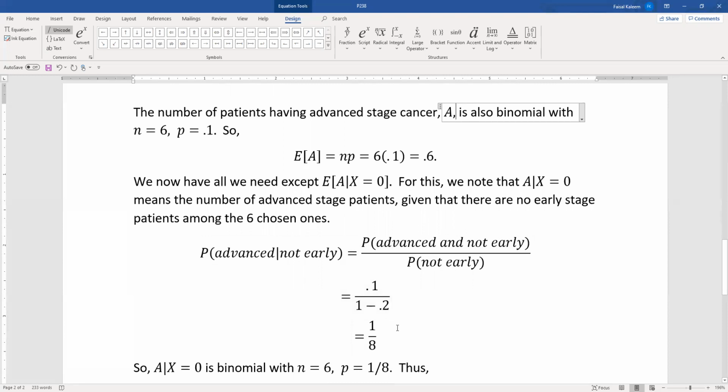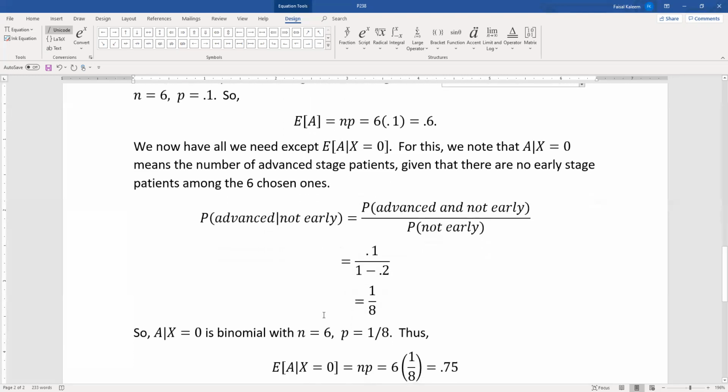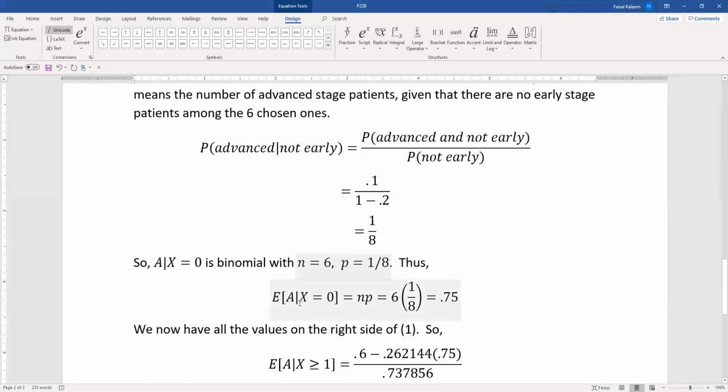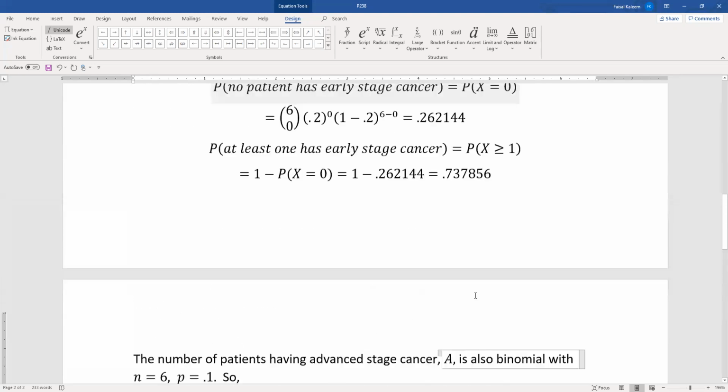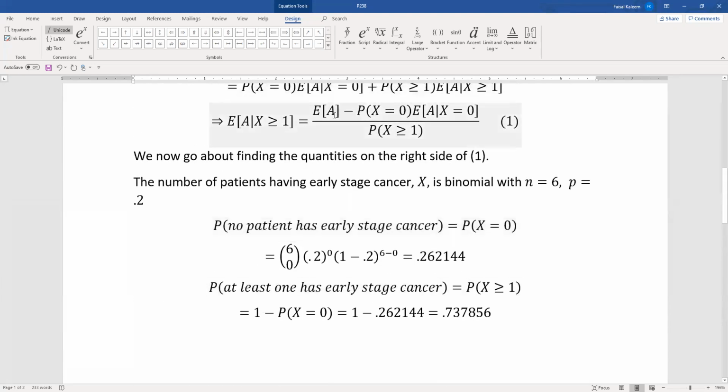So now, as we said, A given X equal to 0 is binomial. We already knew that n is 6, and now we have calculated that the little p here is 1 over 8. And therefore, the expected value of A given X equal to 0 is the binomial formula for expected value, np, equals 6 times 1 over 8 equals 0.75. And now we have everything on the right side. We have all the 4 things.